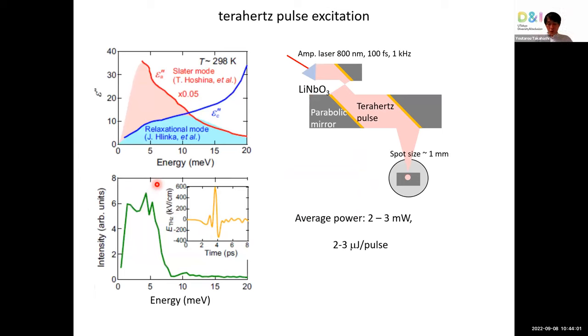Okay, so to create the phonon in the barium titanate, we use a pulsed terahertz source. We generate the terahertz pulses by using the nonlinear optical effect in a lithium niobate crystal, and the terahertz pulses are focused on the sample. And this is a waveform of the terahertz source obtained by using terahertz time domain spectroscopy. And this is the power amplitude of the terahertz pulses. Okay. So by using this pulse, we can resonantly excite both phonon modes.